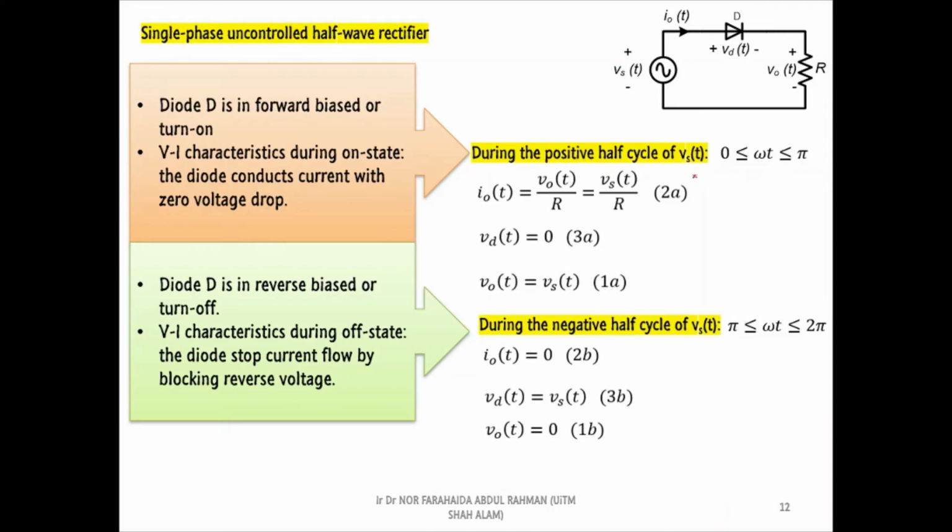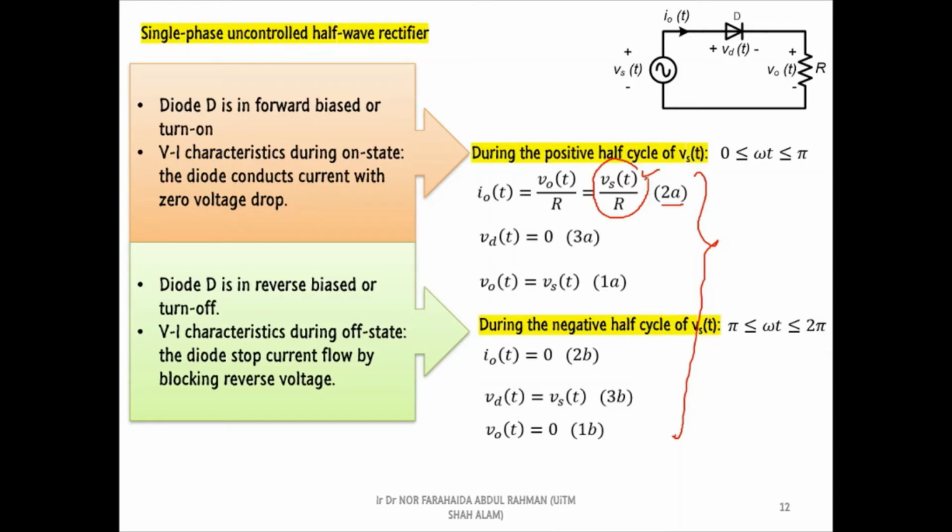Next, we use the equations to identify the shape of both voltage and current waveforms. According to the current equation in 2a, we can see that the current wave shape is similar to the supply voltage waveform. However, based on Vs divided by R, we know that the amplitude of the current waveform is lower than the amplitude of the supply voltage.